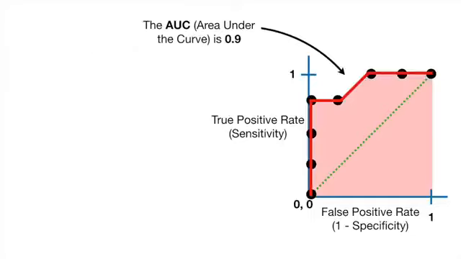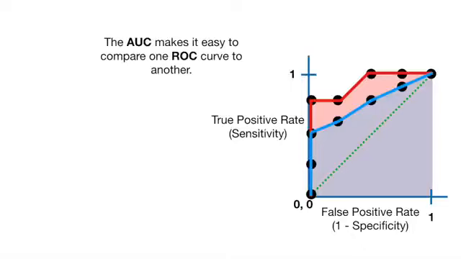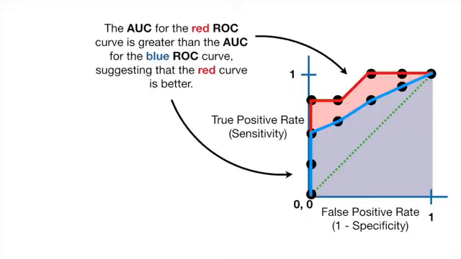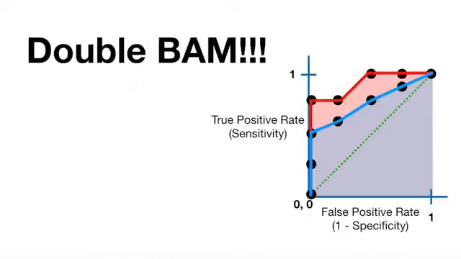Now that we know what an ROC graph is, let's talk about the area under the curve, or AUC. The AUC is 0.9. Bam! The AUC makes it easy to compare one ROC curve to another. The AUC for the red ROC curve is greater than the AUC for the blue ROC curve, suggesting that the red curve is better. So if the red ROC curve represented logistic regression and the blue ROC curve represented a random forest, you would use the logistic regression. Double bam!